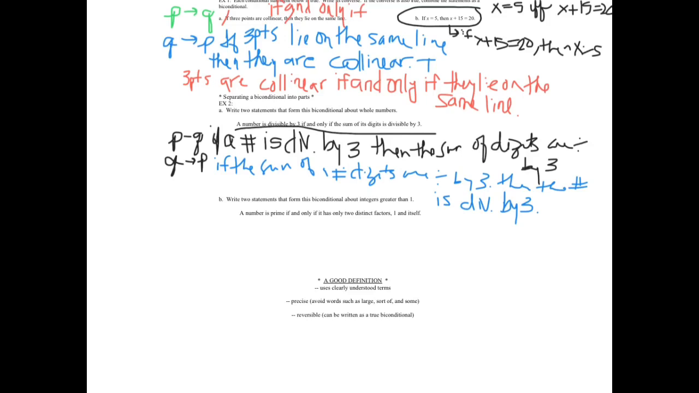So let's talk about a good definition. It uses clearly understood terms. They're precise, and they can be reversible. They can be written into a true biconditional.